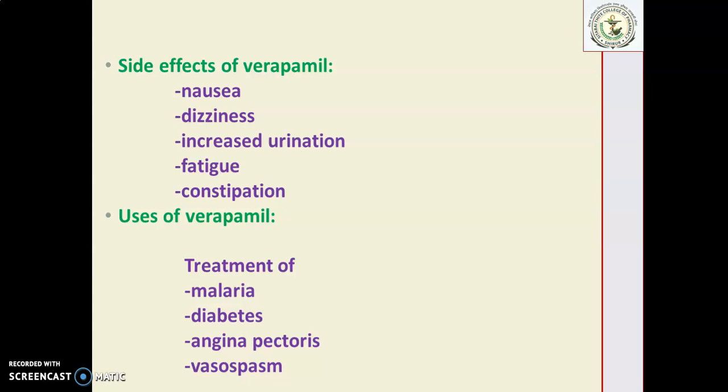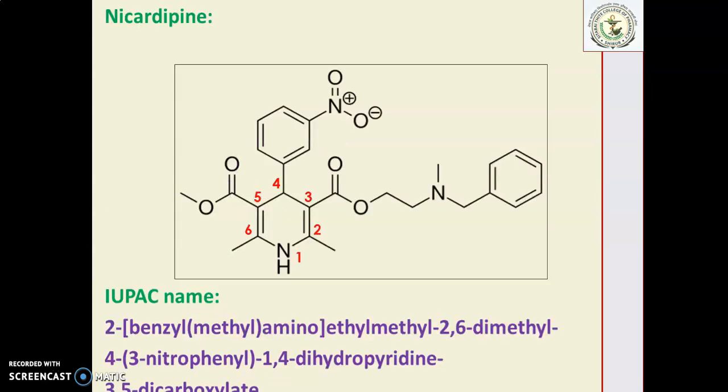Side effects of verapamil, again nausea, dizziness, fatigue, constipation, these are the common side effects, and increased urination. Now in case of uses of verapamil, angina pectoris, vasospasm. As we are studying angina pectoris, it is easy to memorize that its use is in the treatment of angina pectoris.